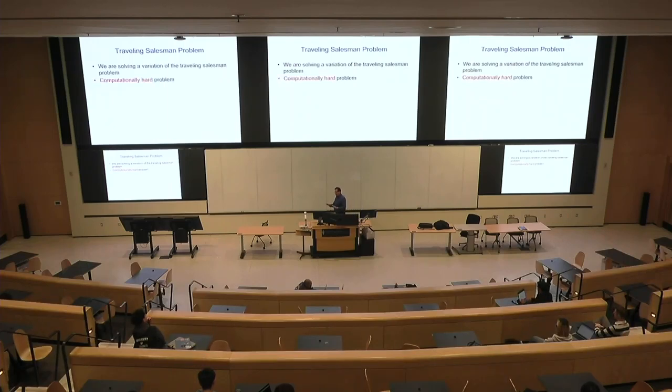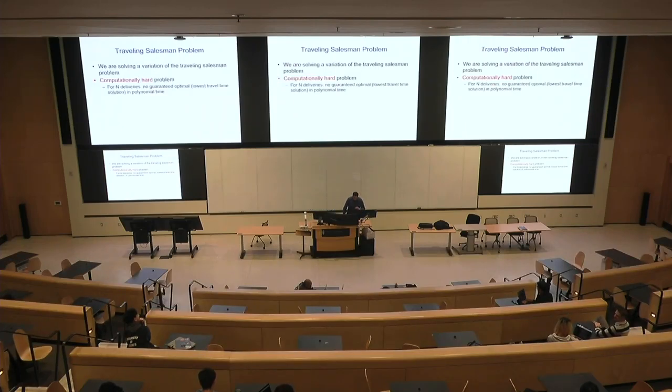Okay, so traveling salesman by itself is already what's called a computationally hard problem. We've added in a few extra constraints and so on, and that doesn't change whether it's computationally hard or not. Still computationally hard. Okay, what does that mean? For computationally hard problems, this means that if we have n deliveries, there's no guaranteed optimal solution. Guaranteed optimal means we guarantee this is the best you can do. It's the lowest travel time anyone's ever going to find for this problem. We can't guarantee that in polynomial time.